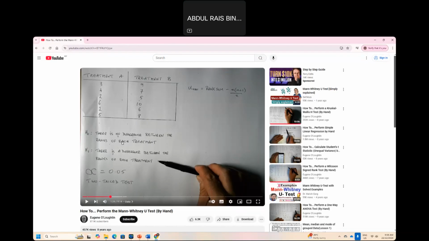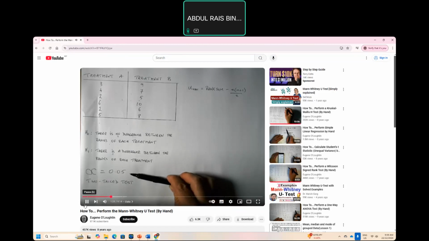Tengok dia kata there is no difference between the rank of each treatment and there is a difference between the ranks of each treatment. Rank ni merujuk kepada median lah. Okay, there is no difference between median of each group and there is a difference between median of each group. Okay, no difference. That is the keyword for null hypothesis or alternate hypothesis. There is a significant difference. Okay, no, dia tak guna perkataan mean dalam Mann-Whitney U ni.